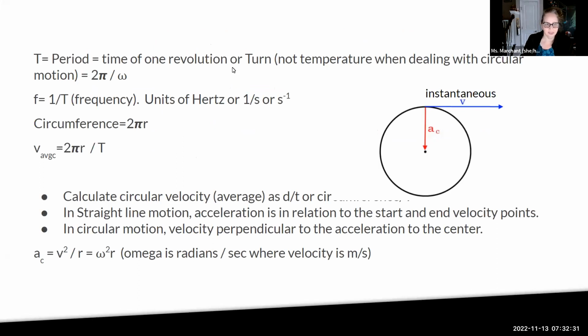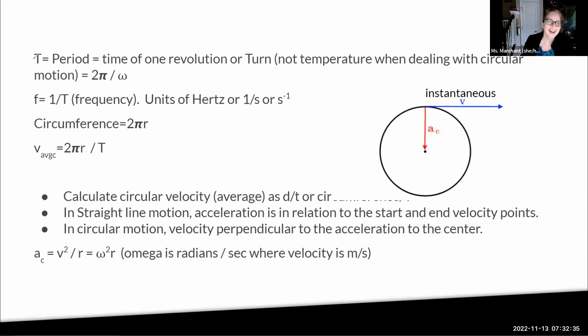Same exact slide from, thanks, Alexis. So same equations that we had before, same exact equations as we had before. Remember, acceleration always acts towards the center. Velocity acts tangent. And this is the instantaneous velocity. So it's not your average velocity, it's the velocity at that particular point.